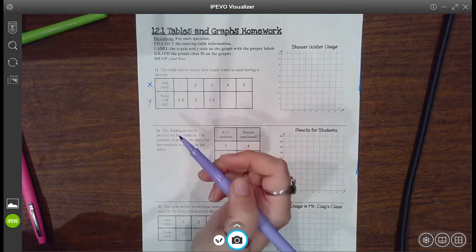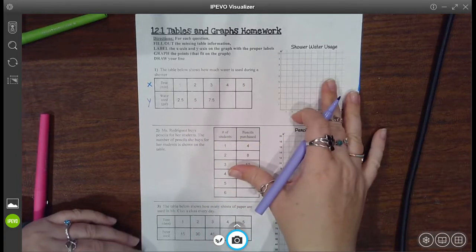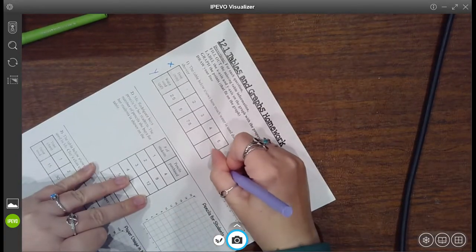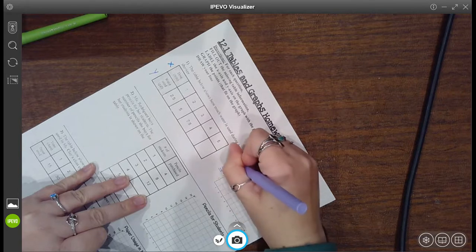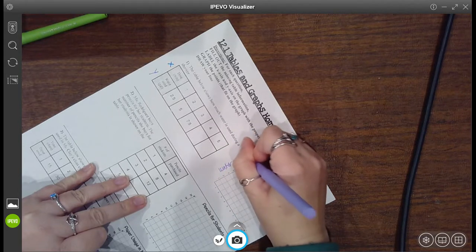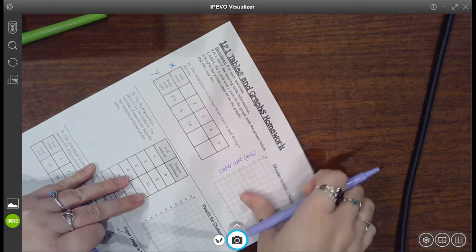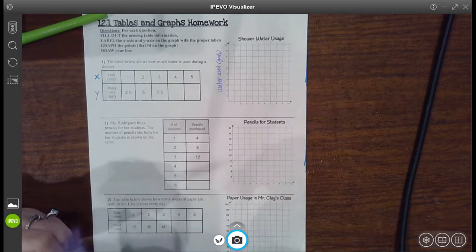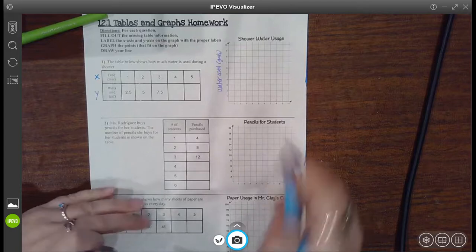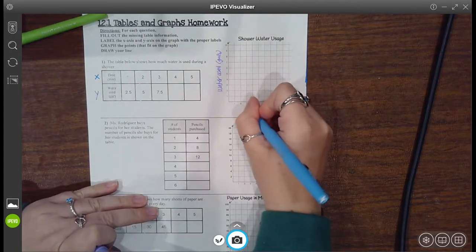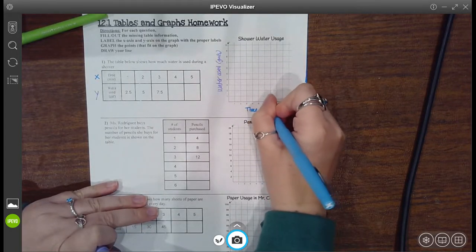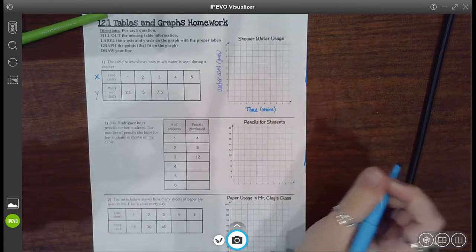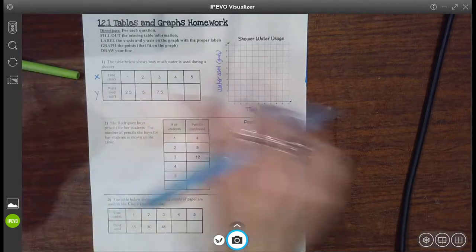Okay, perfect. Makes sense. So let's go ahead and label the y-axis, the water used, and that's in gallons. That's my units. Okay, and then my x-axis is talking about the time, and it's being measured in minutes. Because hopefully you don't take hour-long showers.